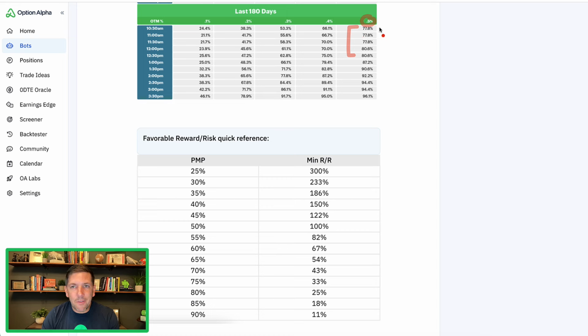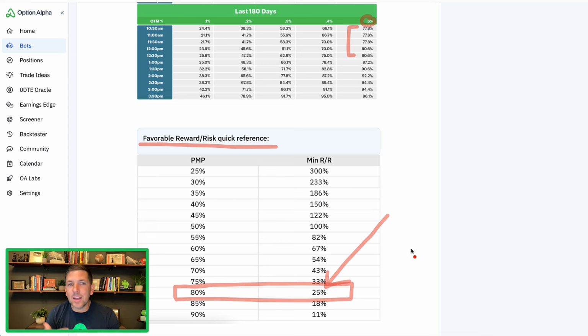Basically, you could call it the average probability, is about 80%. You can see it's a little bit lower in the earlier times, a little bit higher in the later times, but it's about 80%. So if I go to my favorable reward risk quick reference guide, you can see 80% means that at minimum, I need to collect a risk to reward of 25%.